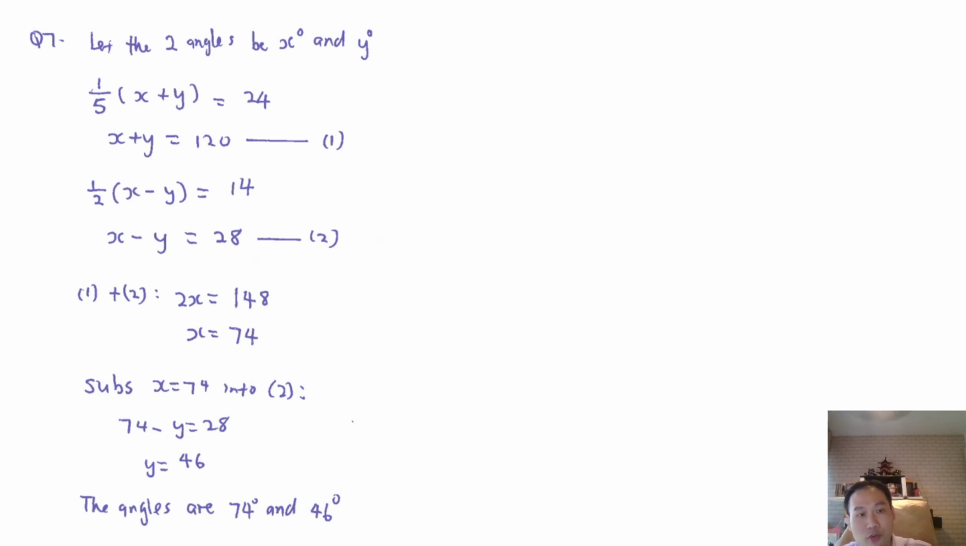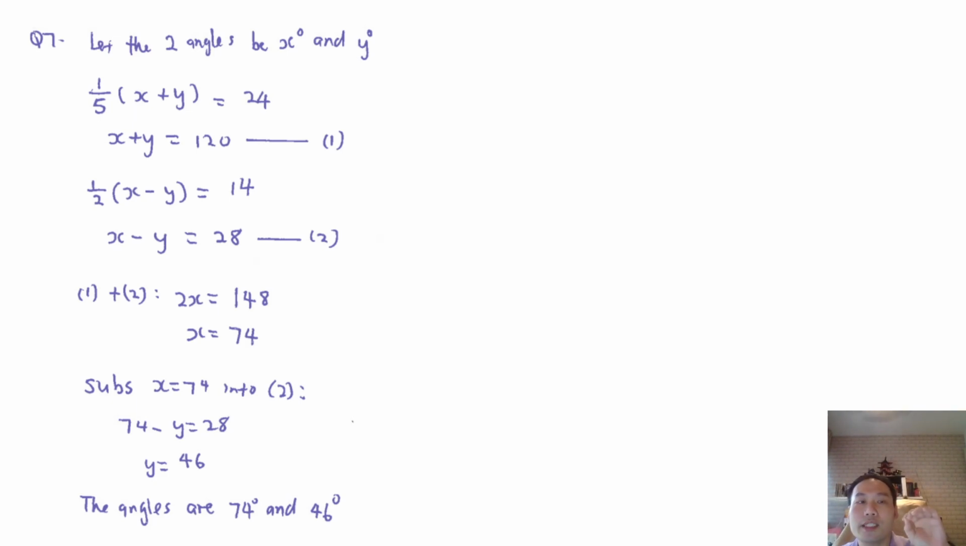So the first question that I ask you to try is this one, question 7. The question goes like that. 1/5 of the sum of two angles is 24 degrees and half of their difference is 14. Find the angles. So the question asks us to find the angles.